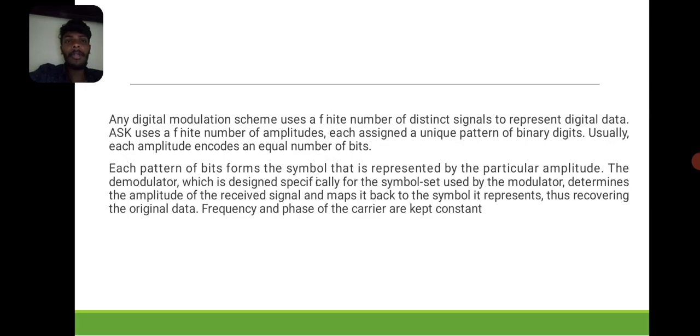The demodulator, which is designed specifically for the symbol set used by the modulator, determines the amplitude of the received signal and maps it back to the symbol it represents, thus recovering the original data. Frequency and phase of the carrier are kept constant.